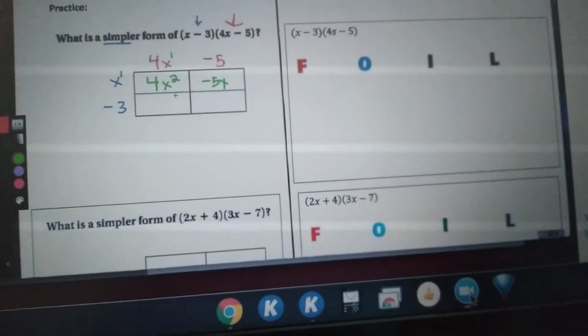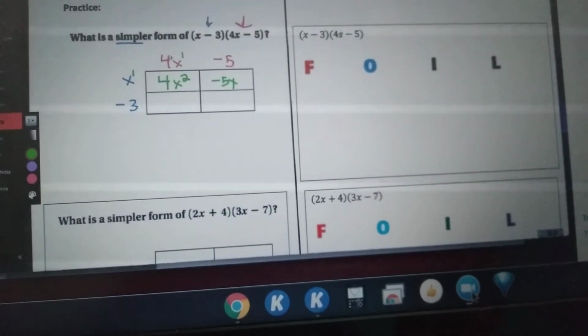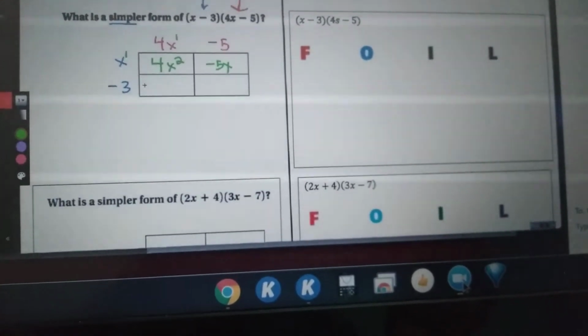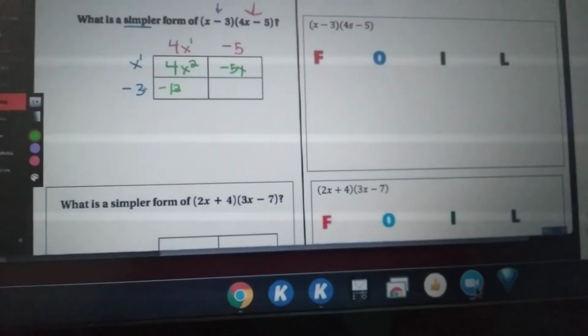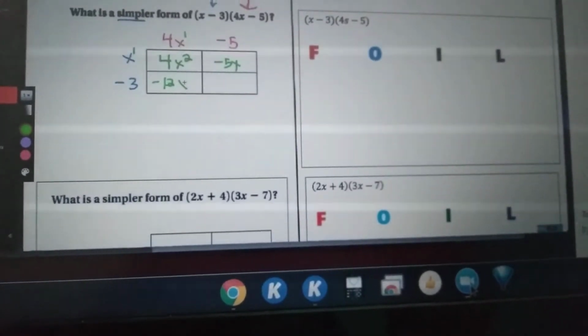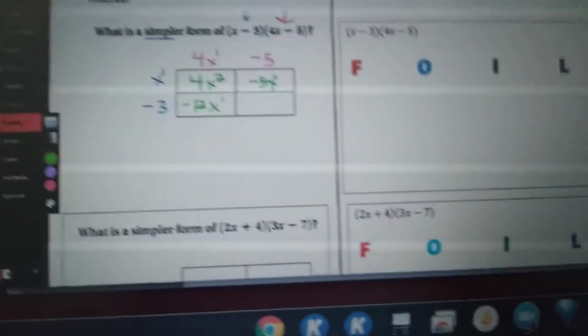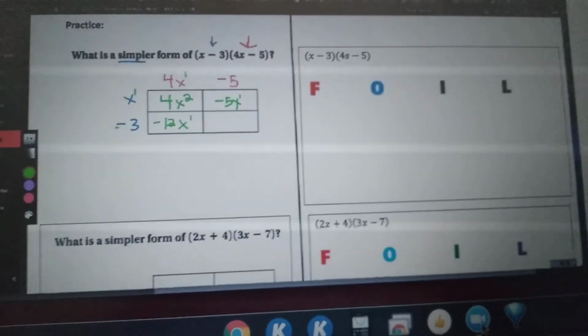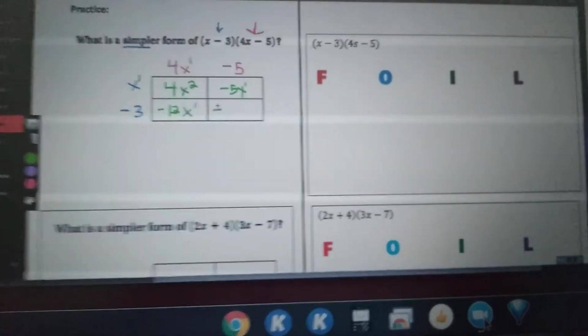Everybody good? Good. Now we move on to minus 3. Minus 3 times 4x, minus 12, because negative 3 times 4 is negative 12. This has no x, so this x gotta come along for the ride. Okay, and I'll put to the first here like this. And then minus 3 times minus 5, well, negative times a negative gives me a positive.